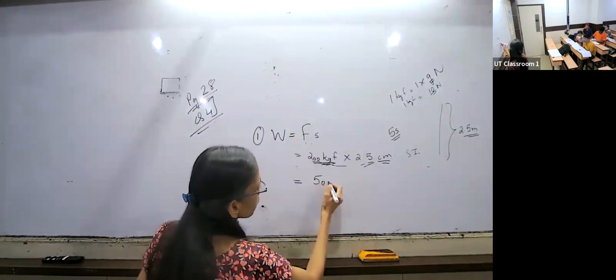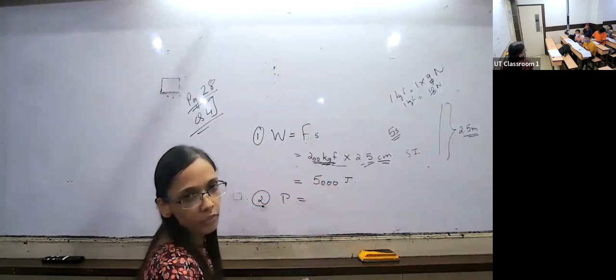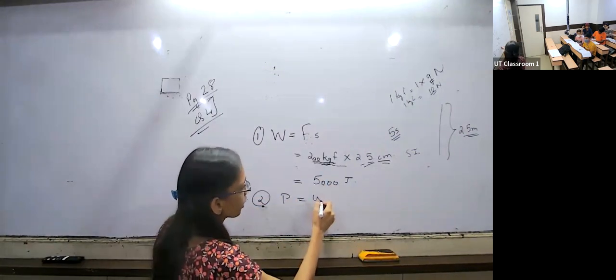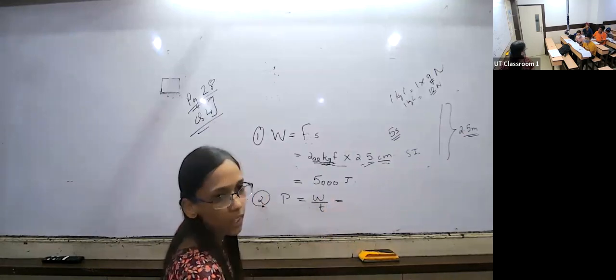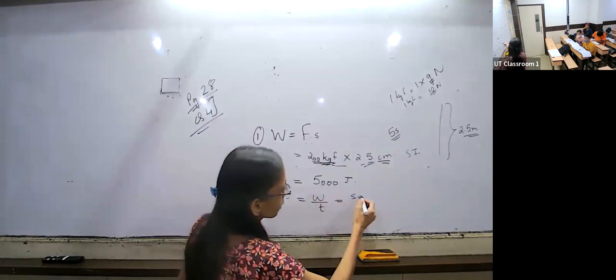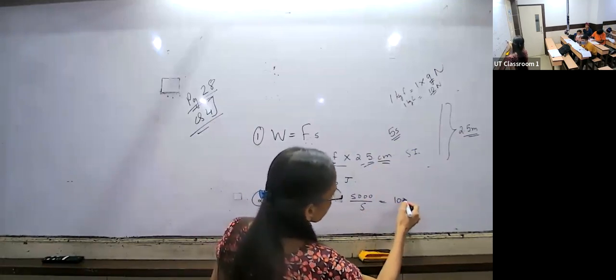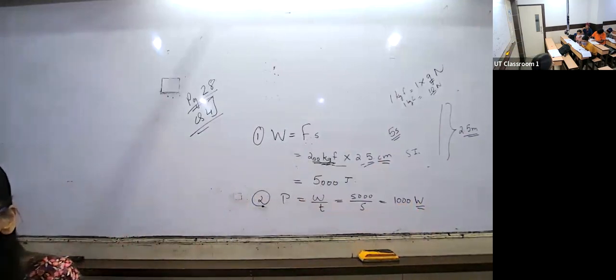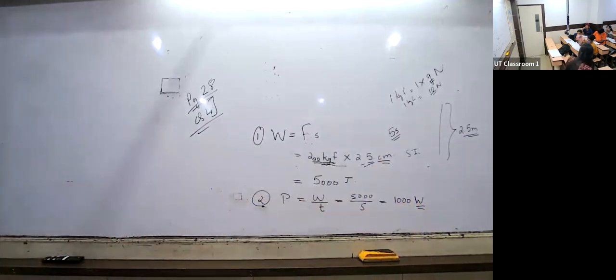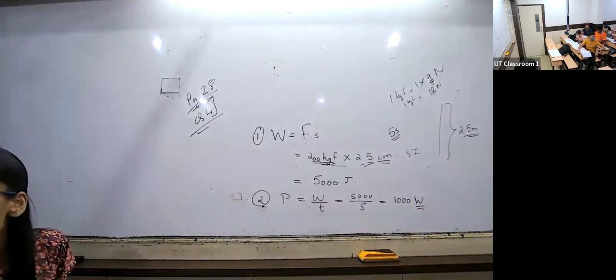So it is 5,000 joules. The second one was power, since we know that power is equal to work done over time. Work done we already know is 5,000. The time taken was 5, so now it's 1,000. How much is 1 horsepower equal to? 752. 746, yes.